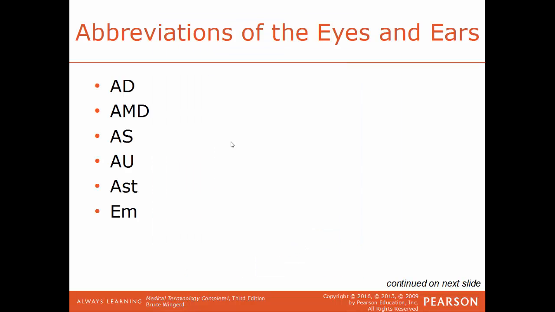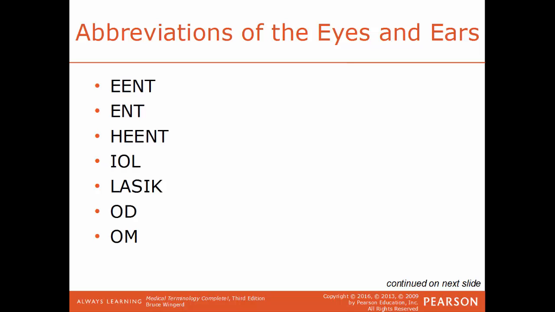Alright, now we'll go over some common abbreviations in reference to the eyes and the ears. The first one, AD. This is an abbreviation for a Latin term, which means the right ear. AMD, age-related macular degeneration. AS is a Latin abbreviation for the left ear. AU is a reference for both ears. AST, astigmatism. EM, emmetropia. EENT stands for eyes, ears, nose, and throat. ENT, ear, nose, and throat. HEENT would be head, ears, eyes, nose, and throat.